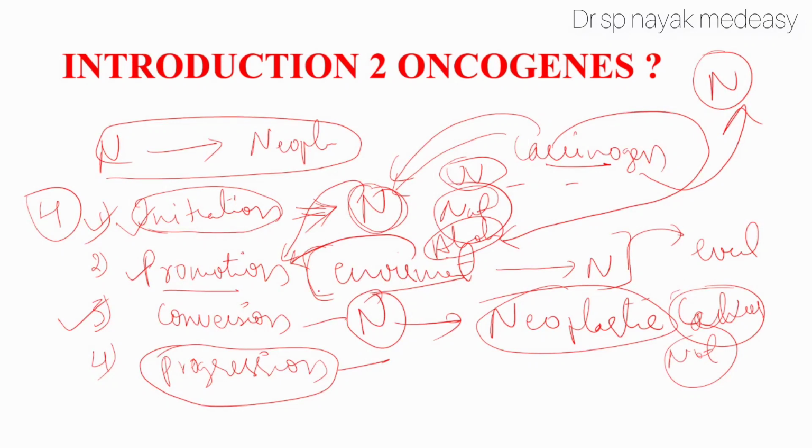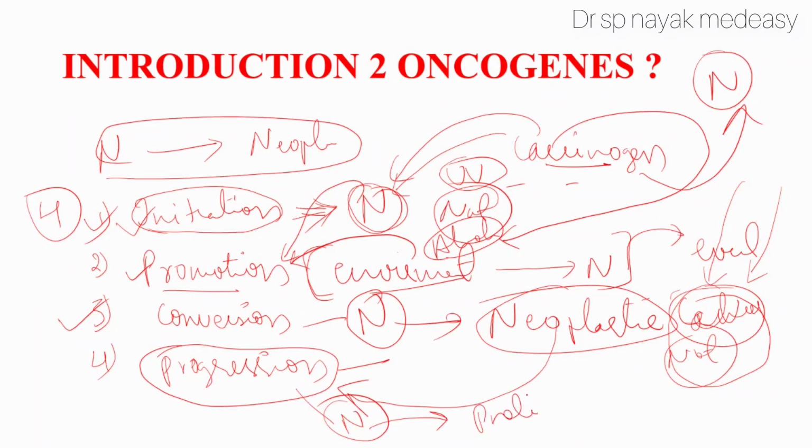In the third phase, the conversion phase, if an anti-neoplastic drug is taken or if surgery is done, this cancer cell will be easily removed or killed, or we can remove it from the body. So until the conversion phase we can save the patient. But if this converted cell reaches the fourth phase, which is nothing but the progression phase, what happens? In the progression phase, the neoplastic cell will have the ability to proliferate.